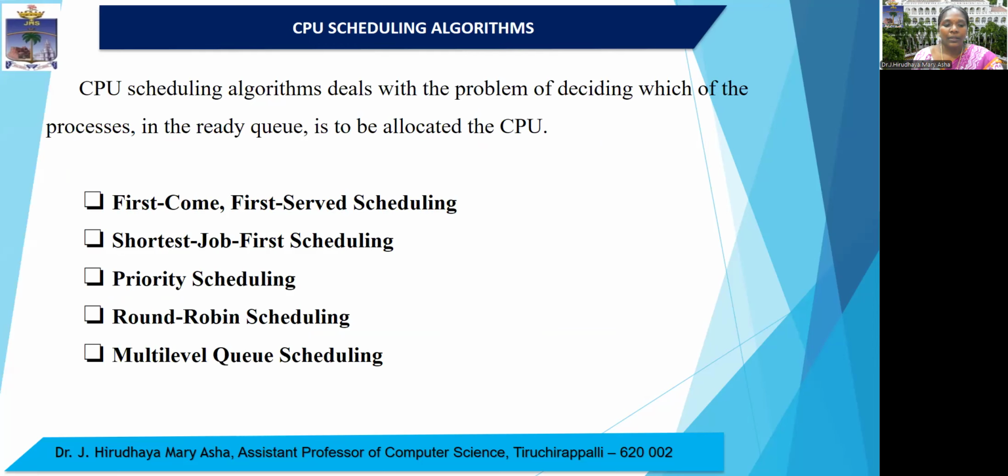Here, there are 5 algorithms that we can use for CPU scheduling. The first one is first come, first served scheduling. Second is shortest job first scheduling. Next is priority scheduling. The fourth one is round robin scheduling. And the fifth one is multi-level queue scheduling.